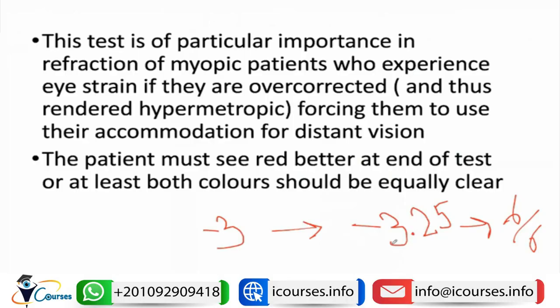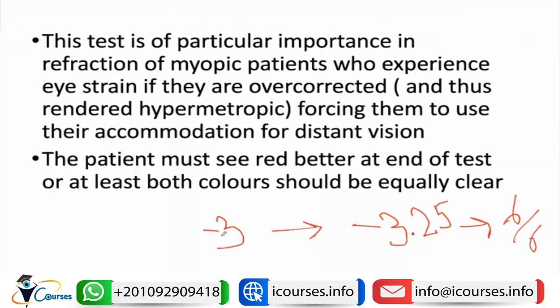So what will be the problem if the patient accommodates? The problem is that the patient will complain of headache, severe spasm and asthenopia because of constant strain on his eyes. So we need to relieve this by making sure that the patient has his own accurate refraction and not overcorrecting his minus. How can we do so? It can be done by the duochrome test.